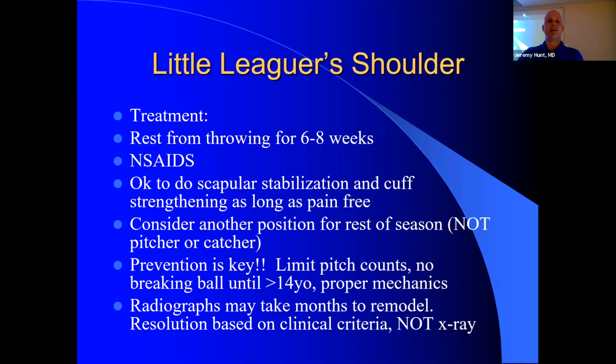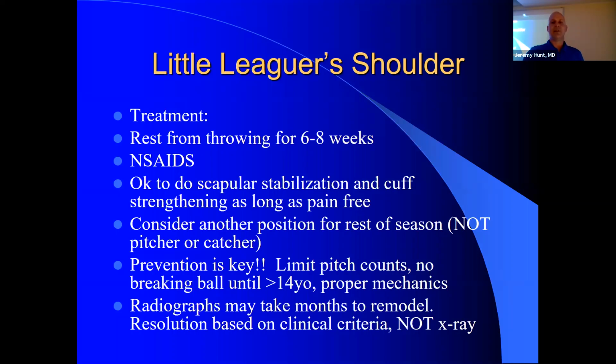Once they're feeling better, if they still have enough season left that it makes sense to return, I tell them you really shouldn't pitch the rest of this season. Next season you can, but it just doesn't make sense to pitch. And catcher probably throws just as much, if not more, than a pitcher, so I try to discourage that position as well. The big thing with this is prevention: limit pitch counts, try to keep them from throwing a breaking ball until they're over 14, and make sure kids are working on proper mechanics. Fortunately, there's a lot more awareness about that in leagues these days, and most places have pitch count restrictions on kids already. So that's definitely been a nice change over the years.